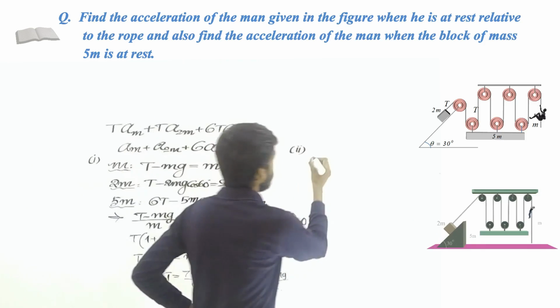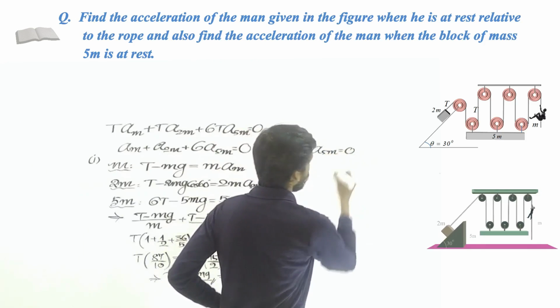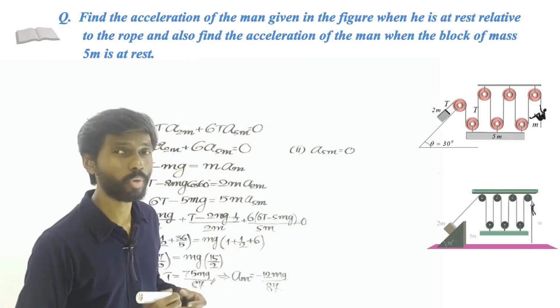Okay, so that means what is the total force acting on the 5m block? So this a5m equals 0. Okay, so the 5m block is at rest. What is the total force acting on the block?